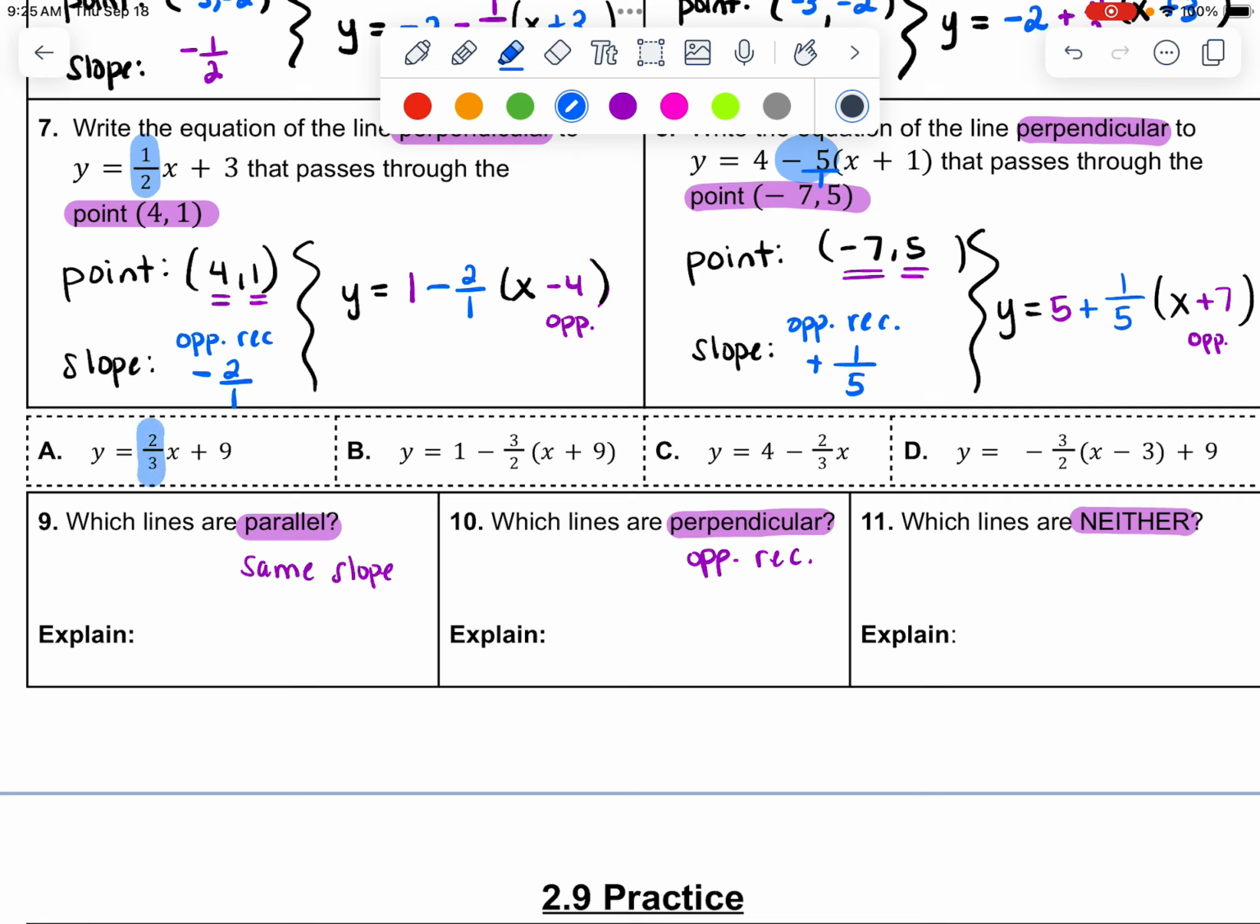For line A, the 2/3 is the slope. For line B, the -3 over 2 is the slope. Line C is -2/3, and line D is -3 over 2. If I ask you for some lines that are parallel, I'm looking for lines that have the same exact slope. The fractions need to be exactly the same. So in this case, B and D are both the same slope. I would say B is parallel to D because they have the same slope.